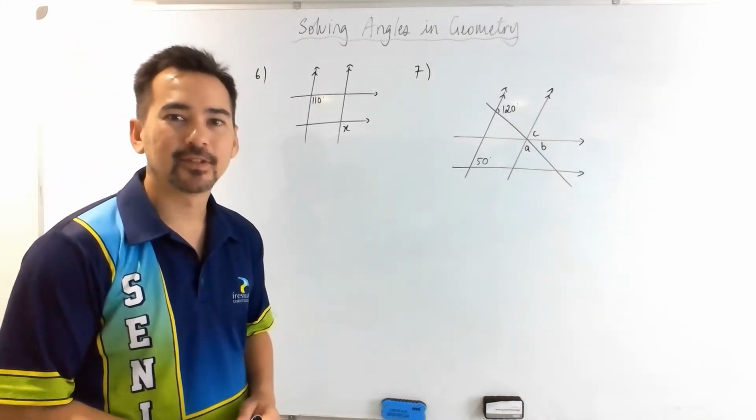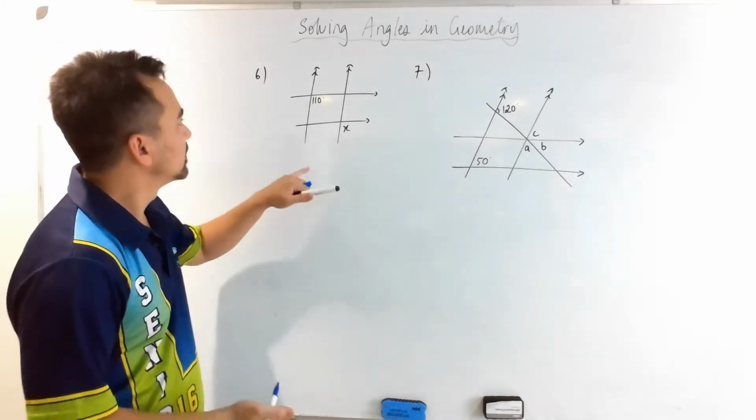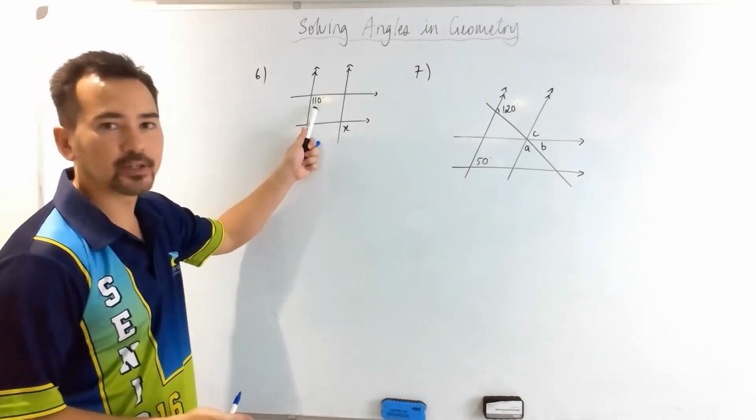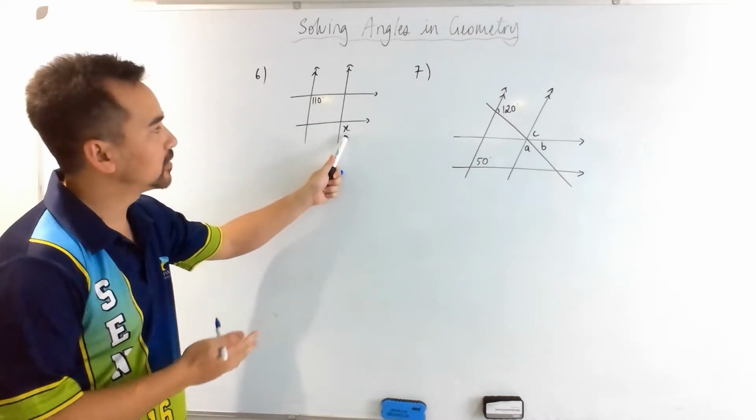Okay, time for some complex questions. Here we go. So we have 110 degrees here, and we're solving for x, and the diagram gives us some clues.